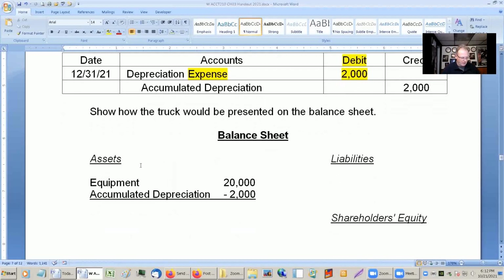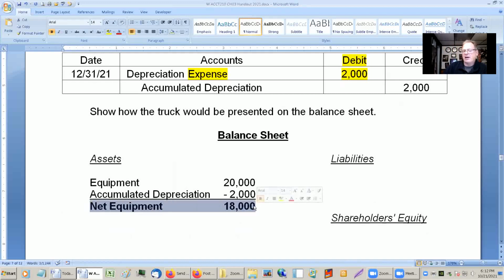So this is how this would be shown. The net is 18,000. And we'd be telling the readers, look, this is what we have left in this equipment, 18,000.